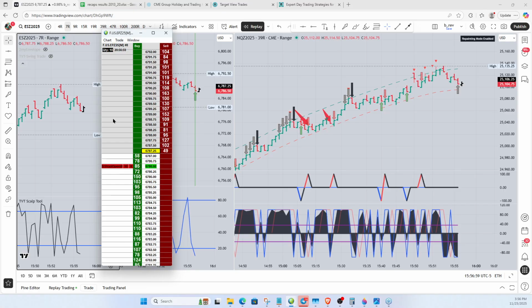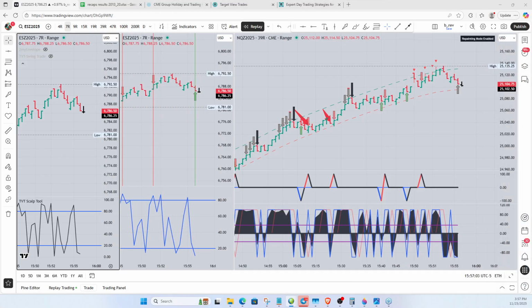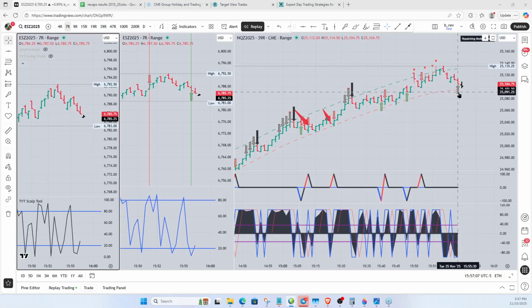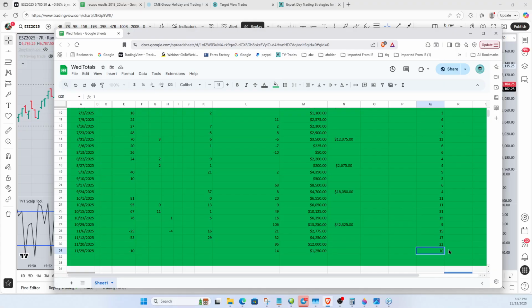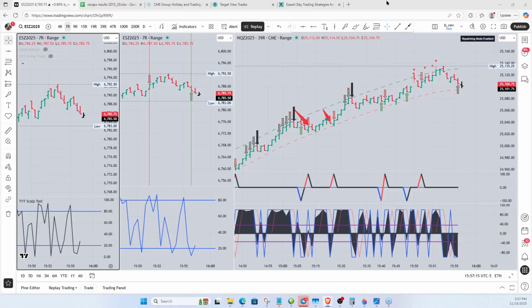Here it is. I don't know if it bumped my stop yet, did it? Yeah, it did bump my stop to break even, and it just took me out at break even. Okay, gray arrow here. So that's another trade. Let me put that in here. 10. Okay, gray arrow.